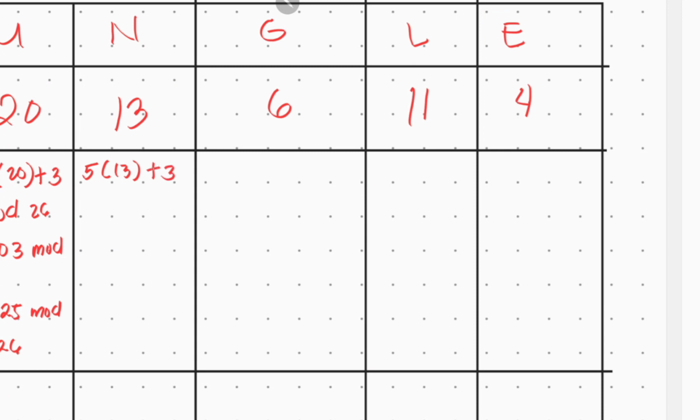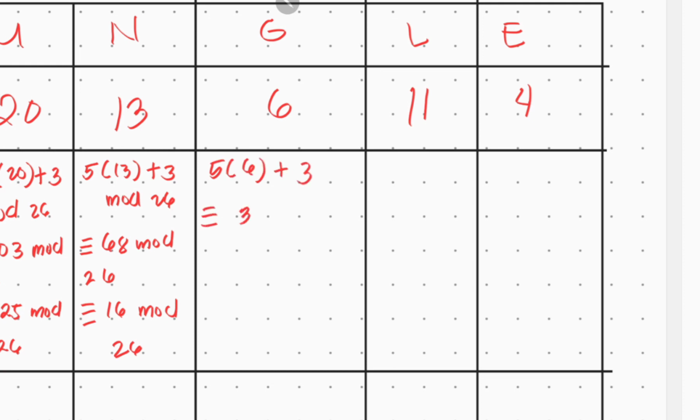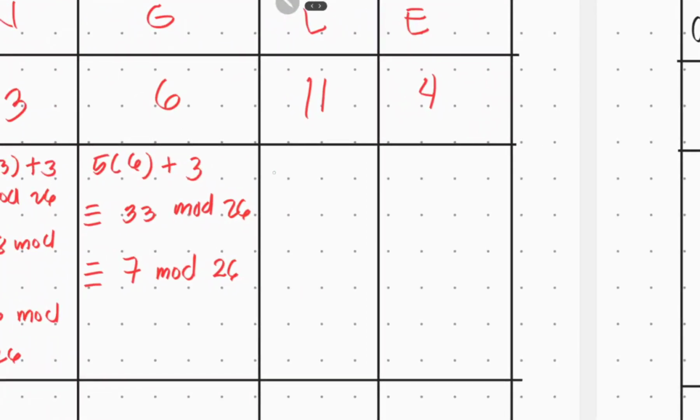5 multiplied by 13 plus 3 modulo 26. You will have 68 modulo 26, and it is congruent to 16 modulo 26. Again, for letter G, 5 multiplied by 6 plus 3 is congruent to 33 modulo 26. It's congruent then to 7 modulo 26. For letter L, substitute 5 times 11 plus 3 modulo 26, congruent to 58 modulo 26. Then the final answer is 6 modulo 26.